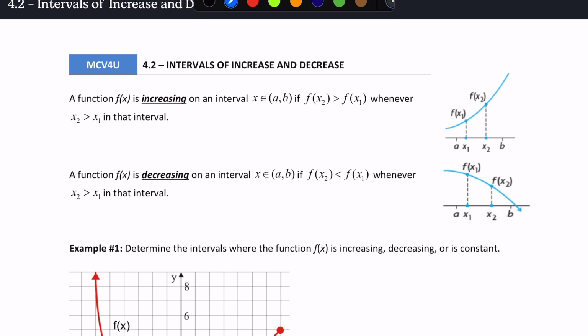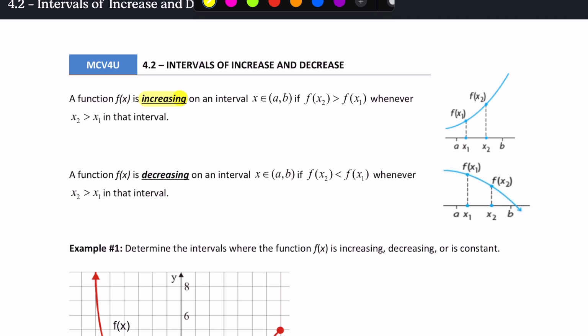Today we'll be looking at the intervals of increase and decrease. Here we can see that a function f of x is increasing on an interval if x is an element of these 2 points a and b, and if the function at x2 is greater than the function at x1 whenever x2 is greater than x1 in that interval.